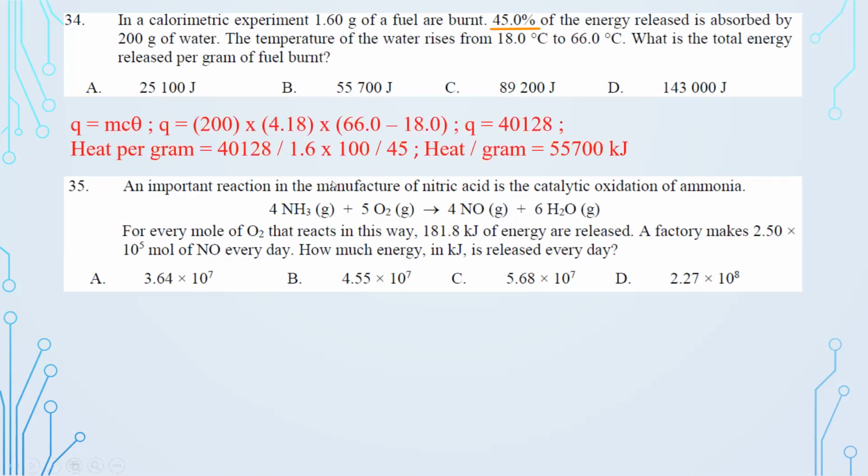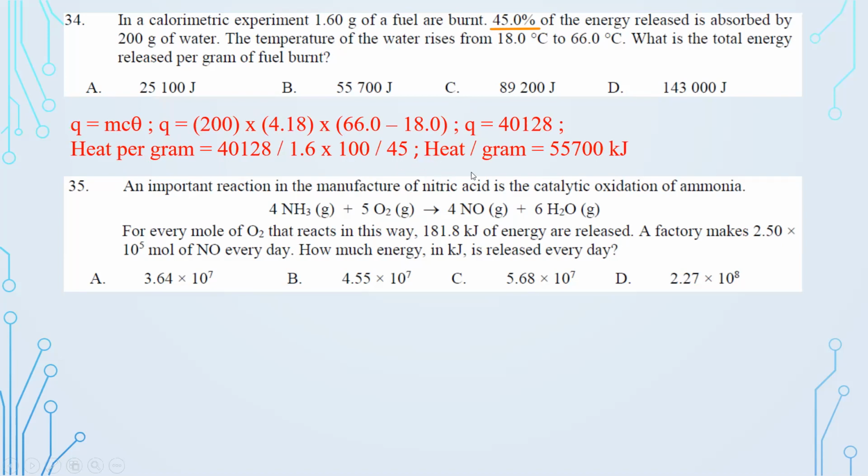Okay, so this is the solution. First, you use Q equals mcθ. You substitute 200 gram of water, 4.18 specific heat capacity of water, and final temperature minus initial temperature, 66 minus 18. So you get Q equals 4128. Then 4128 divided by 1.60 gram. The efficiency, don't forget, is 45%, so to get 100% you have to times 100 divided by 45.